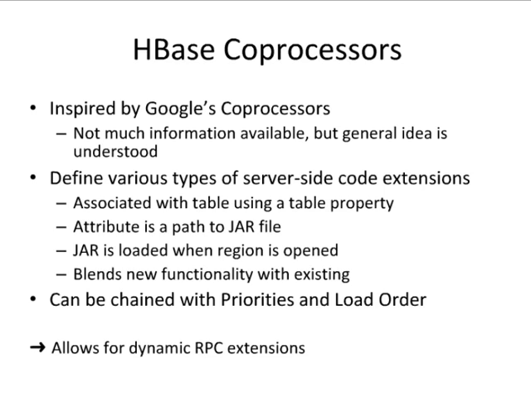It's quite interesting that coprocessors can usually be chained, so you have priorities and a load order. Coprocessors get executed first by priority, and within each priority they're then executed by the load order. So if you have the same priority and you load first coprocessor A, then coprocessor B, they're declared in that order, then they are loaded in that order and executed in that order. So you can chain them and do some interesting things with them. We'll look into this as well. Altogether, they allow for dynamic RPC extensions. And again, we will see how to do that.